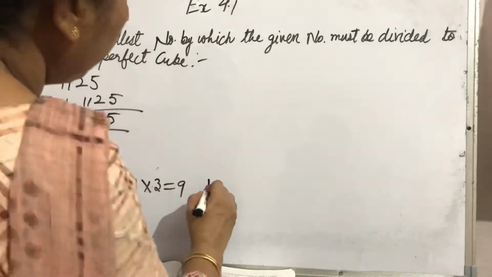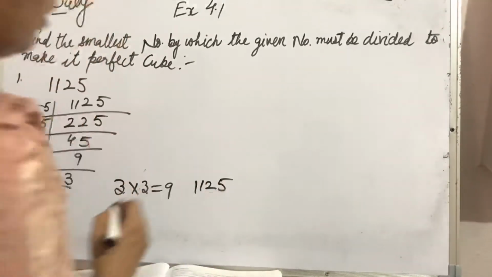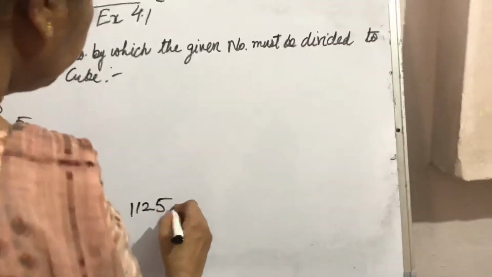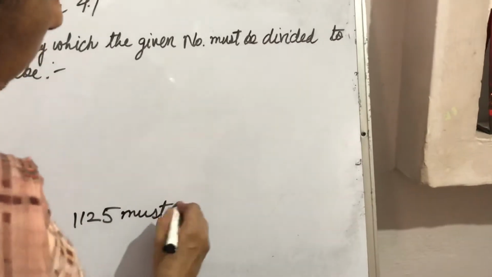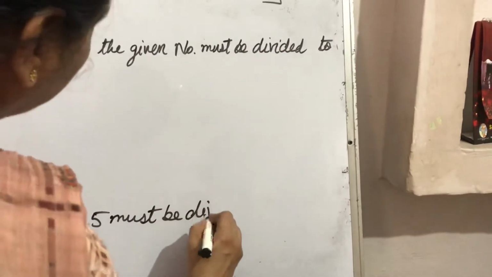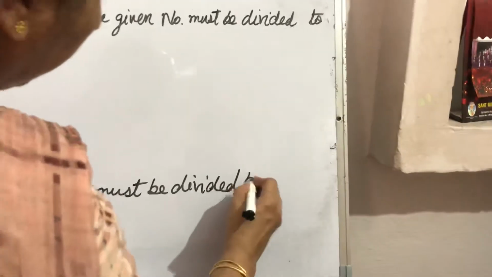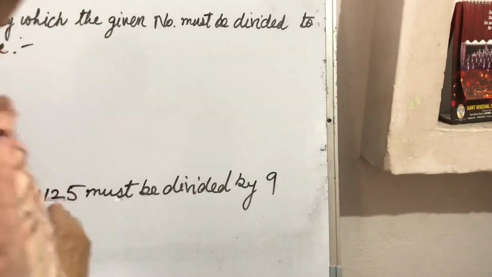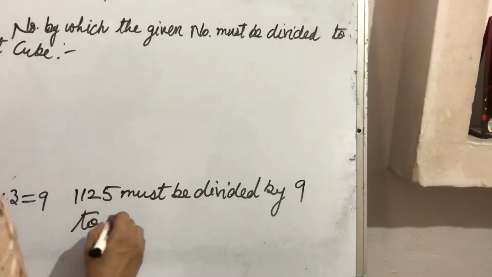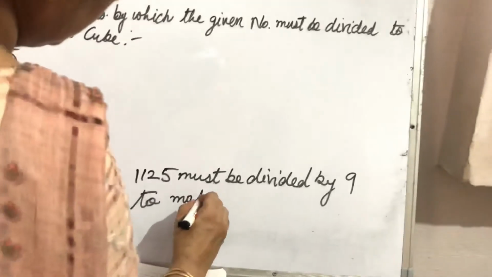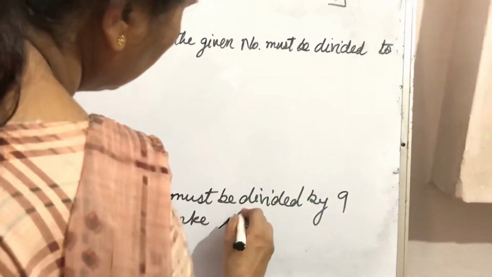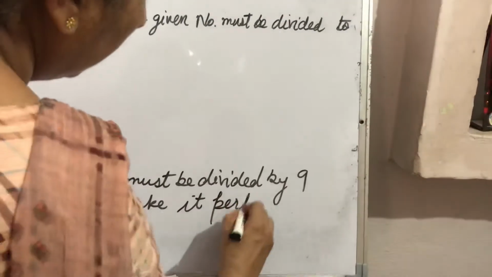So this number, 1125, must be divided by 9 to make it a perfect cube.